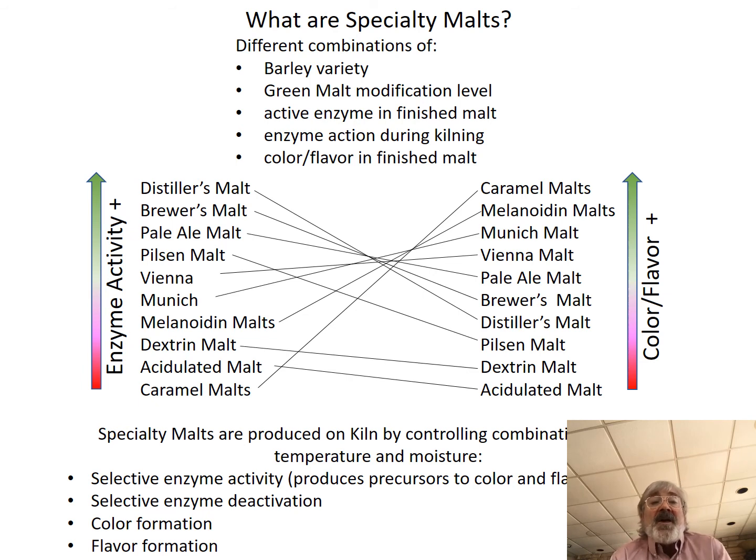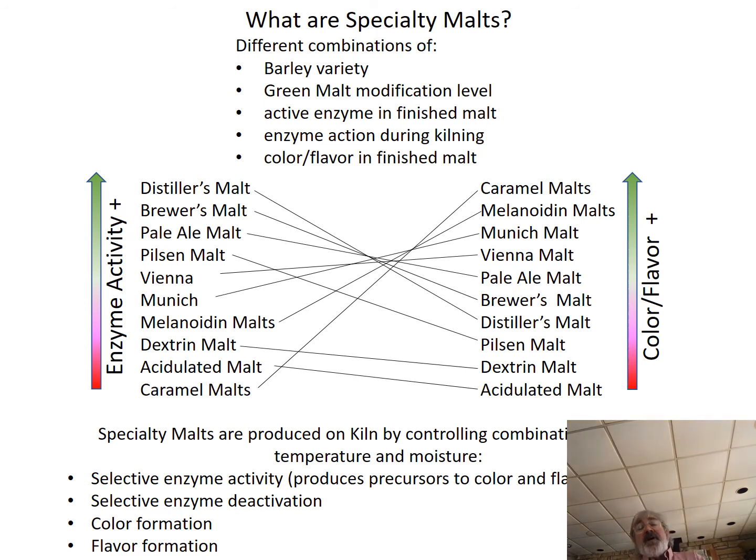So what I'm saying is that specialty malts are really just different combinations of those things. All right, and as an example, I just showed you what I felt were different specialty malts I can make on kiln, rated for enzyme activity and then also rated for color and flavor. And you can see that I'm getting all sorts of combinations of enzyme activity and flavor and color to define these different malts. So if I added 3 more descriptors in there, you could see that it'd be very complicated. But basically, a specialty malt is just a unique malt that people want for whatever reason.